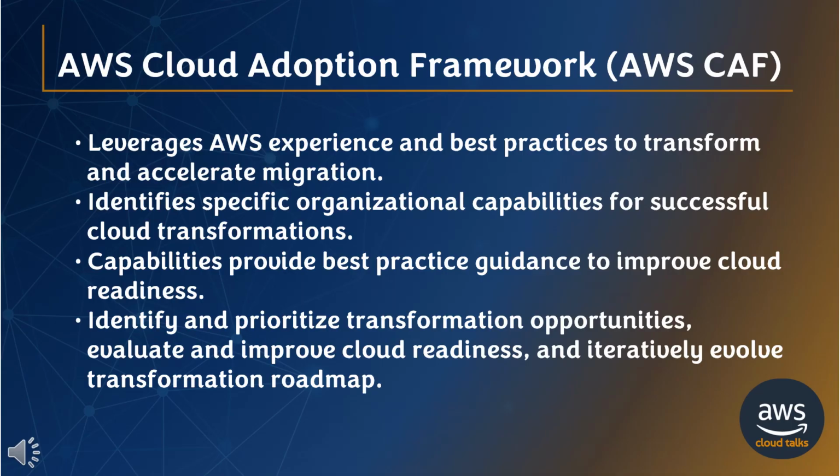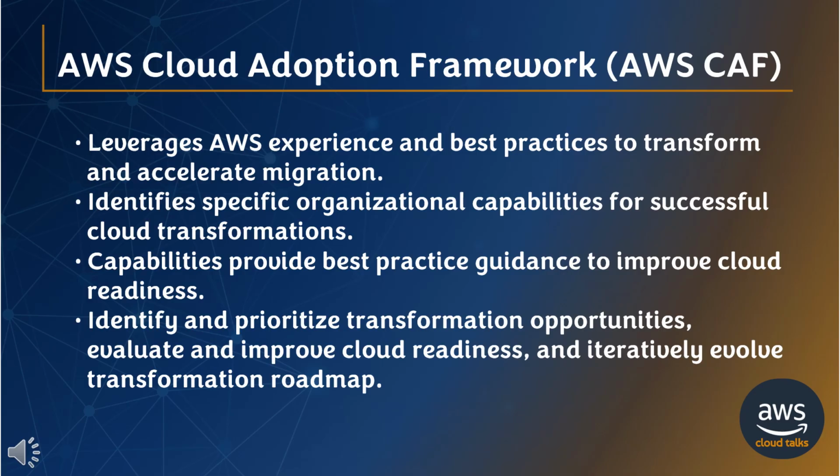AWS Cloud Adoption Framework, AWS CAF, is an important framework that we must understand before we start a cloud migration journey. The AWS Cloud Adoption Framework leverages AWS experience and best practices to help you digitally transform and accelerate your business outcomes through innovative use of AWS. AWS CAF identifies specific organizational capabilities that underpin successful cloud transformations. These capabilities provide best practice guidance that helps you improve your cloud readiness.